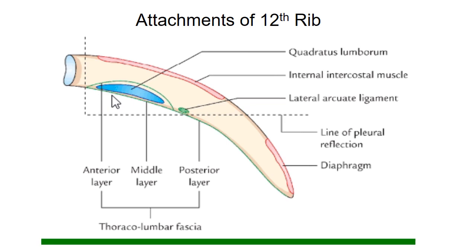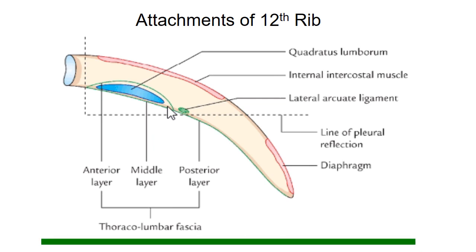The fascia covering the quadratus lumborum is also attached to this part of the rib. This is the fascia covering the quadratus lumborum, which is also known as thoracolumbar fascia. This thoracolumbar fascia is a tough membrane which is composed of 3 layers: anterior, middle and posterior layer. It covers the deep muscles of the back. These deep muscles of the back are also enclosed in this fascia. As you can see here, the quadratus lumborum is enclosed in this deep fascia.